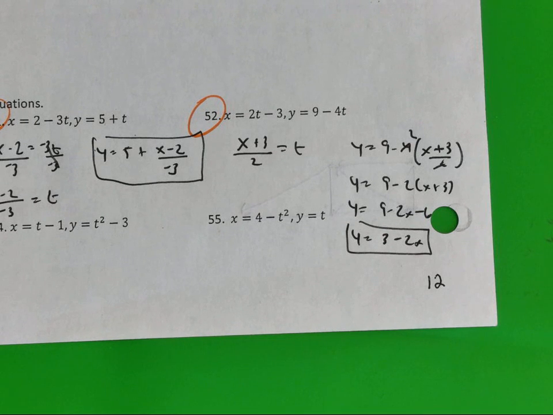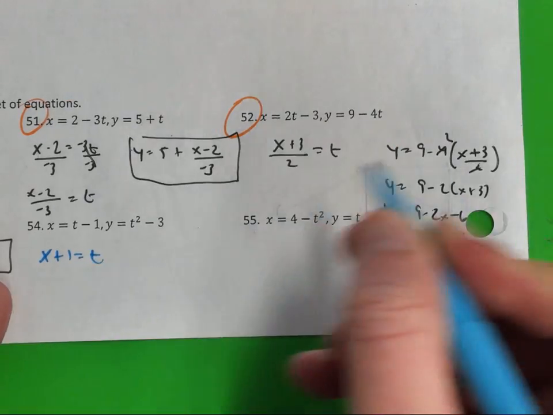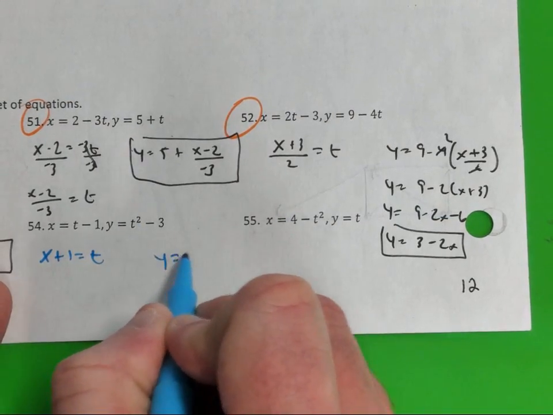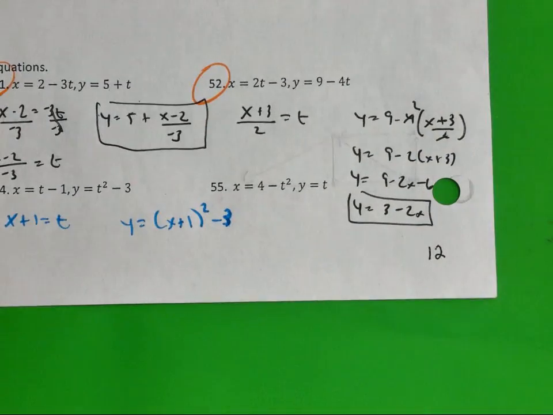Let's look at 54 and 55. Number 54, we want to get t by itself. So that's going to become x plus 1 equals t. Now I'm going to plug that in. Y equals x plus 1 squared minus 3. You could leave it like that.